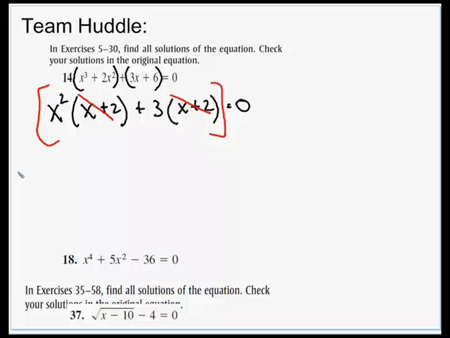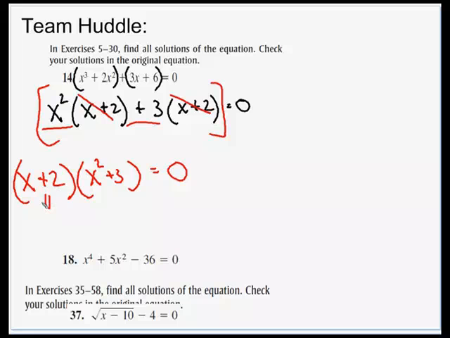If we factor out the x plus 2, what's left in the brackets is x squared plus 3. And these are equal to 0. Set the first one equal to 0. X plus 2 equals 0 means x has to equal negative 2.